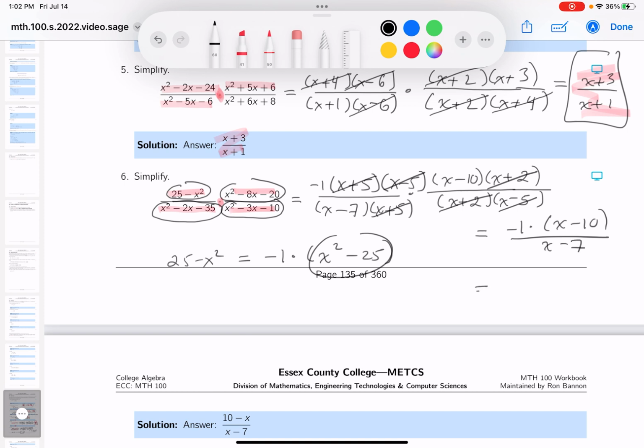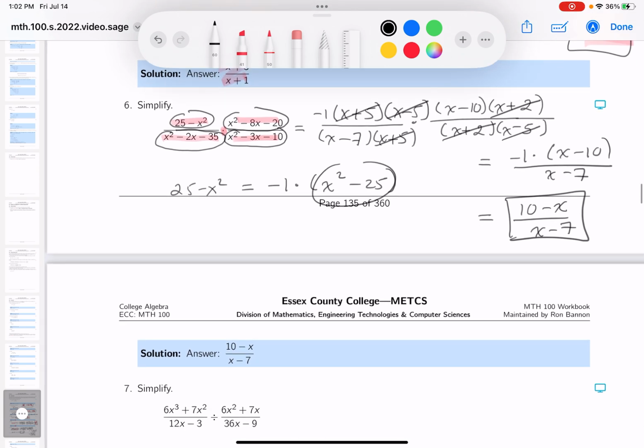I'm going to write a little differently. I'm going to multiply the top out, and you would actually get 10 minus x over x minus 7. Right? I would say that's a good answer. Now, someone says, is there an equivalent answer that's just as good as that one? There are, but let's look at the key and see what they said. And what did they say? They said this.